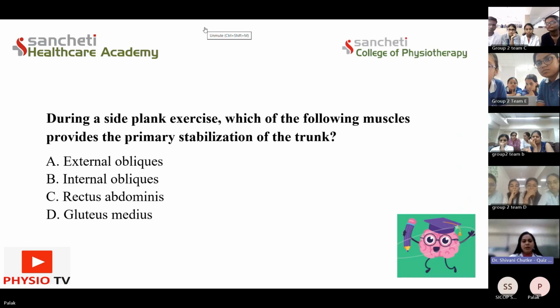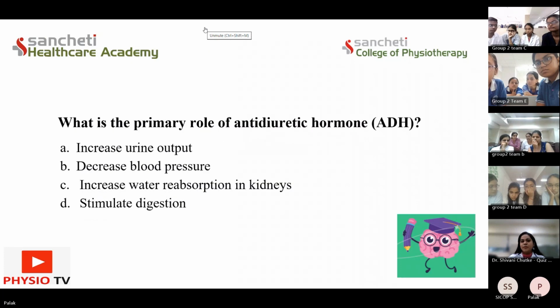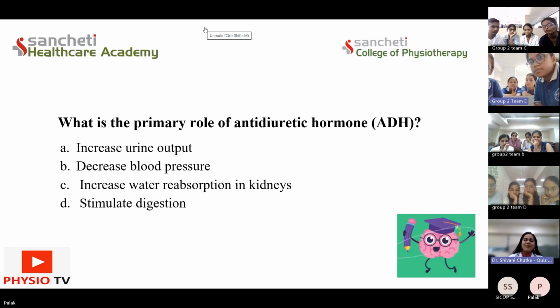Team E, kindly unmute yourself. Yes. Your question is, what is the primary role of antidiuretic hormone? Your options are increase urine output, decrease blood pressure, increase water reabsorption in kidneys, or stimulation digestion. Your time has started. Increase water reabsorption in kidneys. Absolutely right. That has fetched you 10 points.